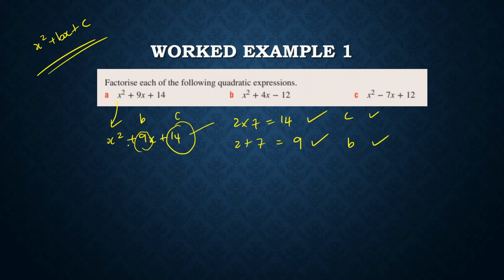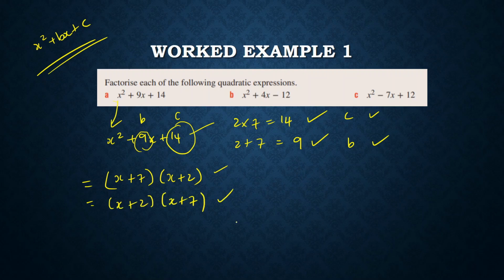So this is c and that is b, and they both have been ticked off. So when I write the factorization of this quadratic expression, it would be x plus 7, x plus 2. Okay, now if you wanted to write x plus 2 and x plus 7, that would also be correct. And you can simply just check that by expanding the brackets. So by getting rid of the brackets, and to do that, you would multiply both of them. So x times x is x squared. Okay, x times 7 is 7x. All right, 2 times x is 2x. 2 times 7 is 14.